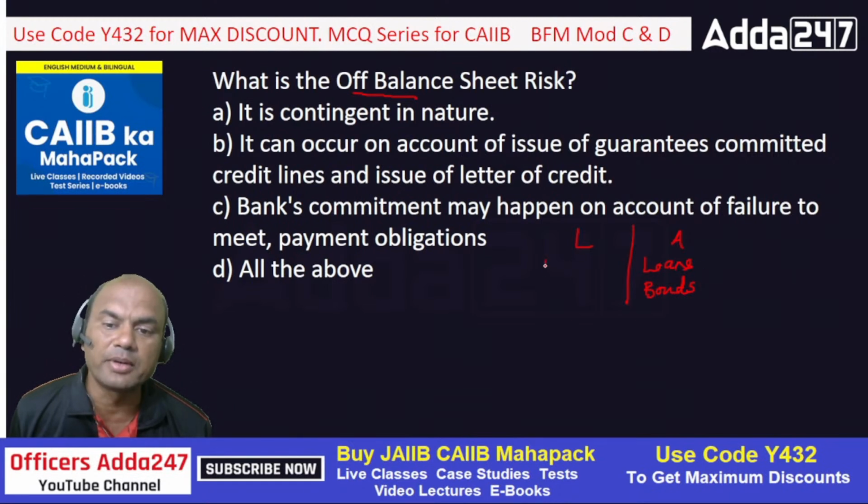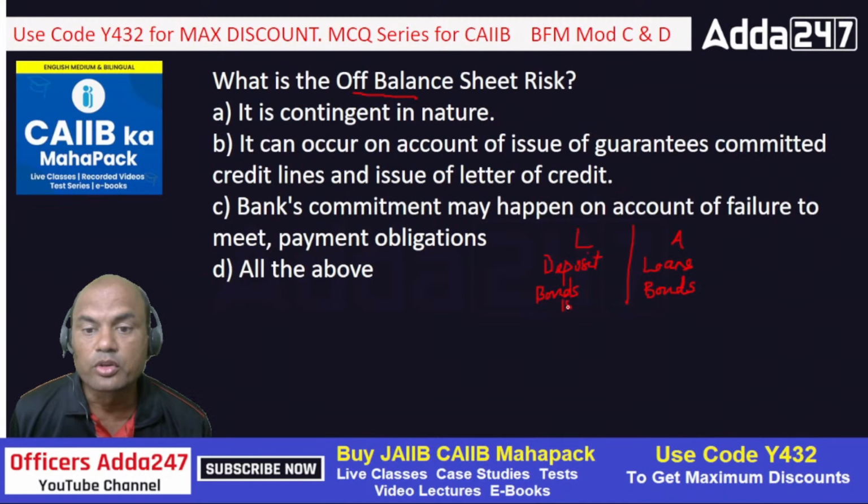And what are the liabilities? Liabilities are depositors. Okay, deposits plus the bonds issued by the bank. Remember, bonds issued. So bonds will be there in both assets and liabilities. Here issued and here bought. Okay, bought.